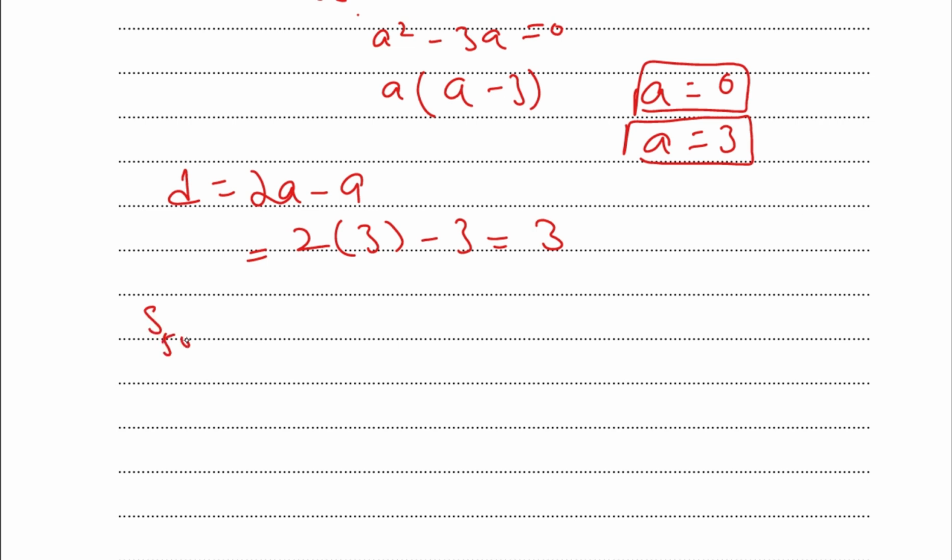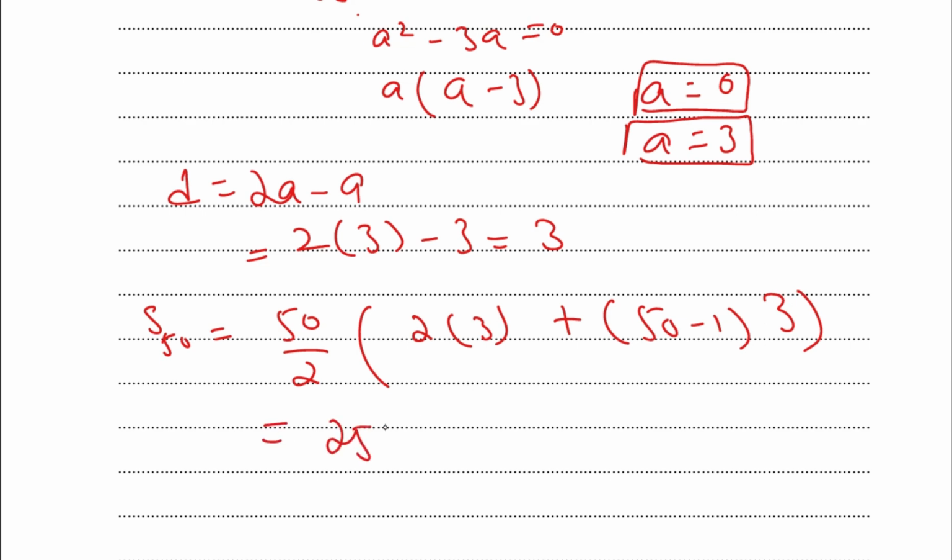So the sum of 50 terms will be equal to 50 by 2 times (2 multiplied by 3 plus (50 minus 1) times d). 50 over 2 is 25, and 6 plus 147 is 153. So we will have 25 multiplied by 153, which is 3825.